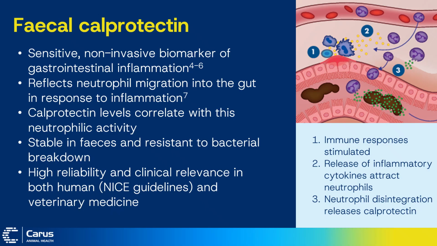Therefore, fecal calprotectin levels directly correlate with neutrophilic activity in the GI tract. Fecal calprotectin is resistant to bacterial breakdown and is stable in feces, which really helps with a biomarker, especially when owners take a few days to get the sample into practice. And it's also the biomarker that's used in human medicine for conditions such as IBS and Crohn's disease.